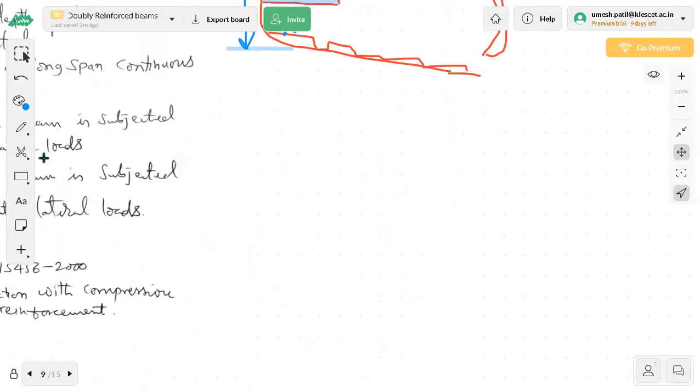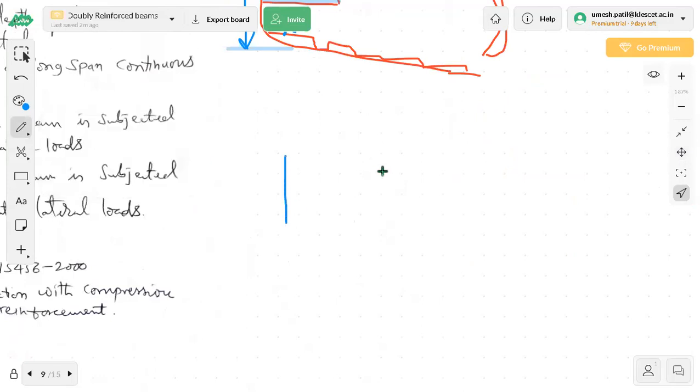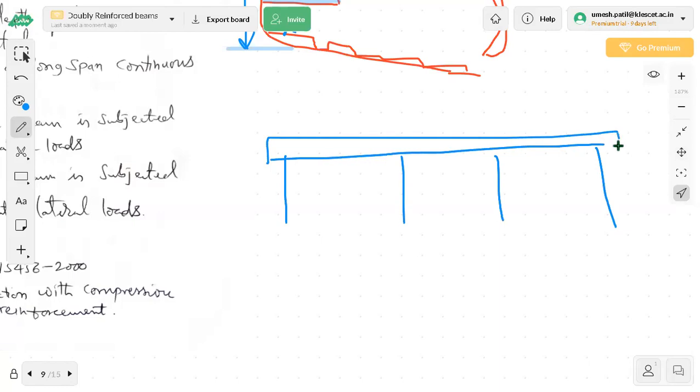In case of a long span, let us say these are the different supports here, and this is your beam. It's a continuous beam. It's like this. So near the supports, observe here, near this support, assuming that the end spans are freely supported, and these are free, not fixed.